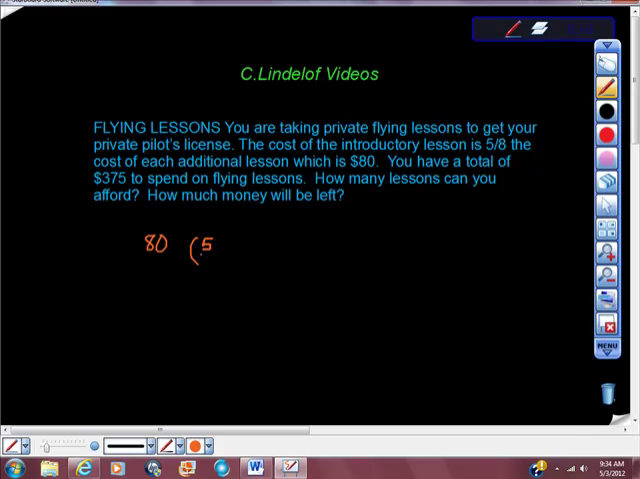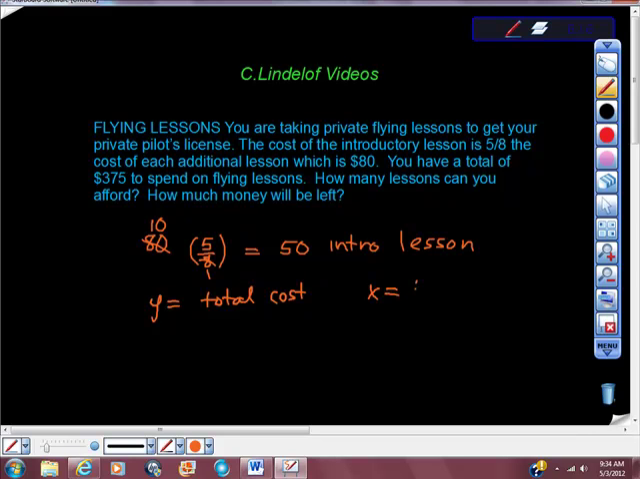Right, it's 5/8 the cost of the other one, the regular lesson, isn't it? So these cross cancel. This gives us what? 10 here and 1 here. So $50 for our intro lesson. Isn't that right? But let y equal the total cost and x equal the number of lessons. So what's an equation that describes this?